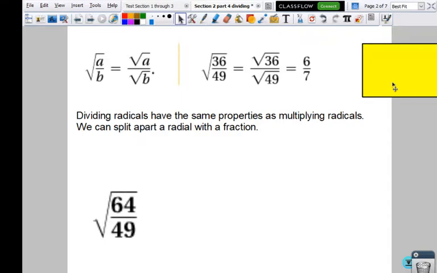So we can split fractions inside square roots into two square roots, one on the top and one on the bottom. And then after we split it, we simplify it. So let's look at this one down here.